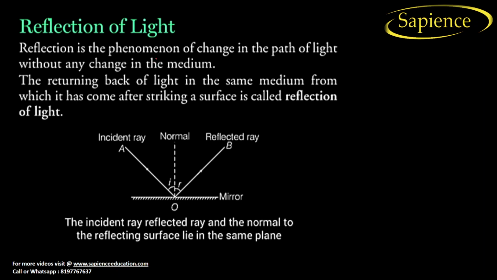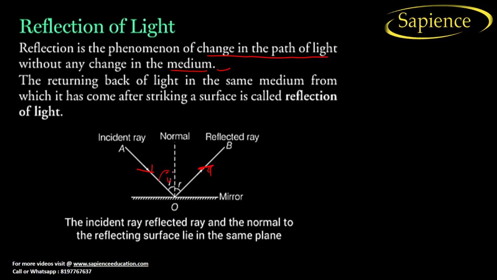Now let us consider the reflection of light. Reflection is the phenomenon of a change of the path without any change in the medium. So it is the returning back of the light in the same medium. See, this is the incident light and this is the reflected light. This light will return back to the same medium. So this phenomenon is called reflection of the light.